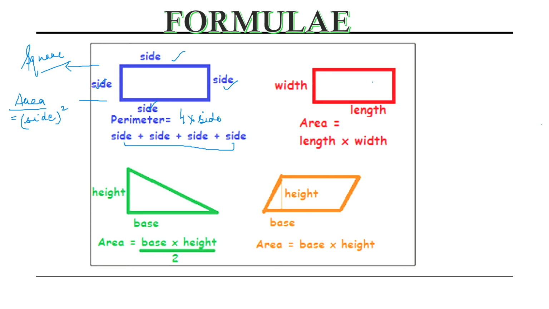Now let us move to the rectangle. The area of the rectangle is length into breadth. If I ask you the perimeter, it will be 2 times length plus the width. Width is also called as breadth.